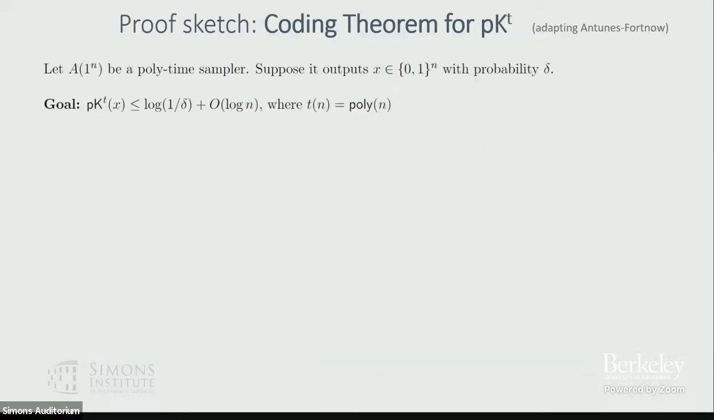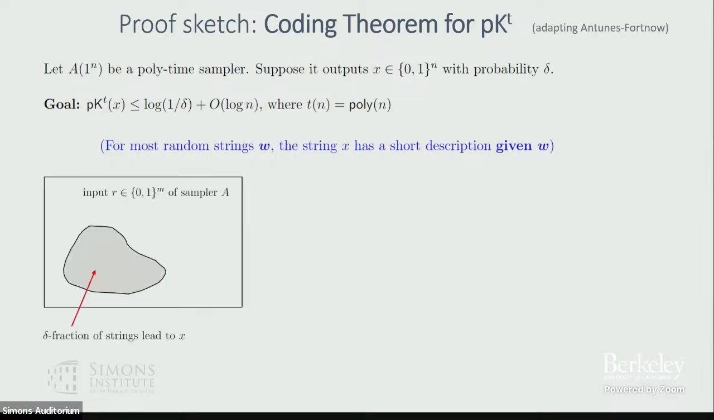Okay, so I want to explain to you how PKT shows up in the proof, and why we need this order of quantifiers. So let's try to prove this theorem. We have this sampler A, and it generates some X with probability delta. We want to show that this X has some sort of succinct encoding, and the goal is to get this for PKT. Remember the definition of PKT: for most random strings, X will have a short description given the randomness. That's just the definition of PKT.